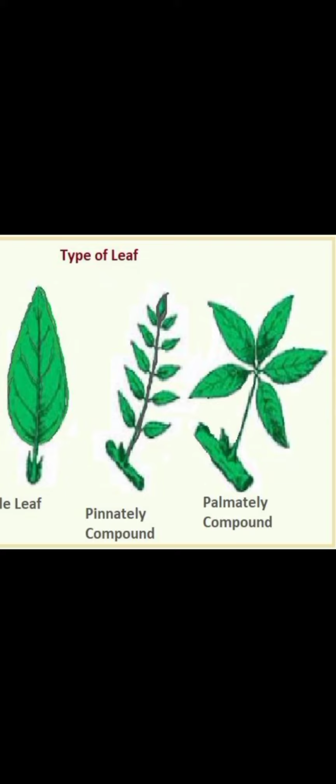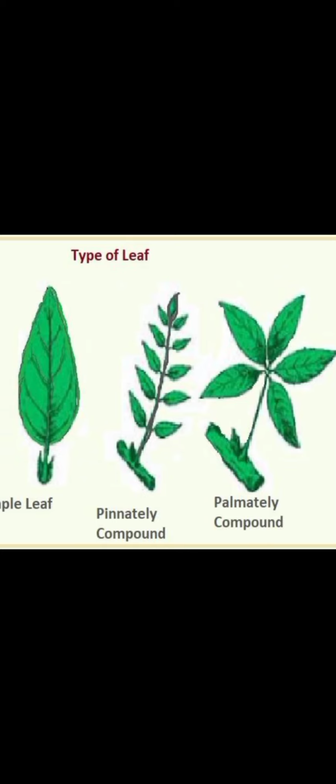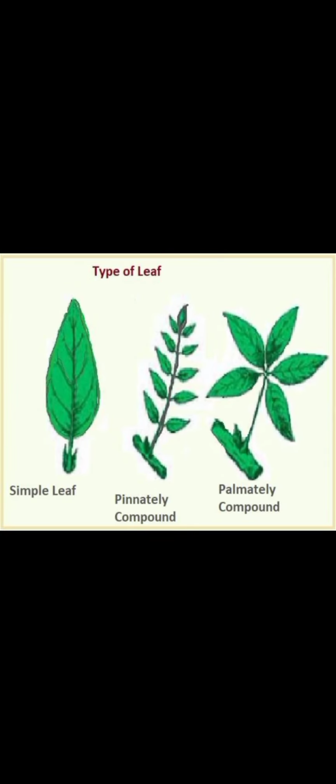Then the palmately compound leaf: there is a single point, and the leaflets are joined at that single point. That is called a palmately compound leaf. It appears like a palm, so it is a palmately compound leaf. So this was about the three types of leaves: simple leaf, pinnately compound and palmately compound.